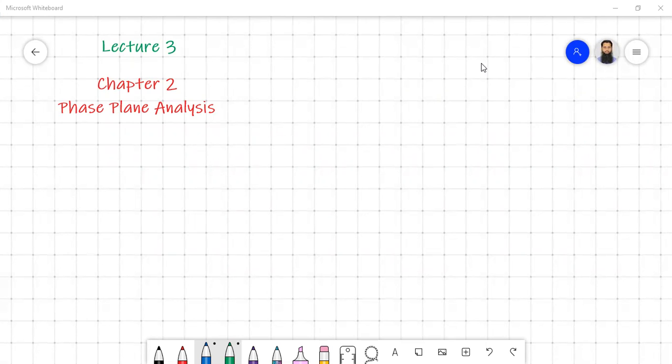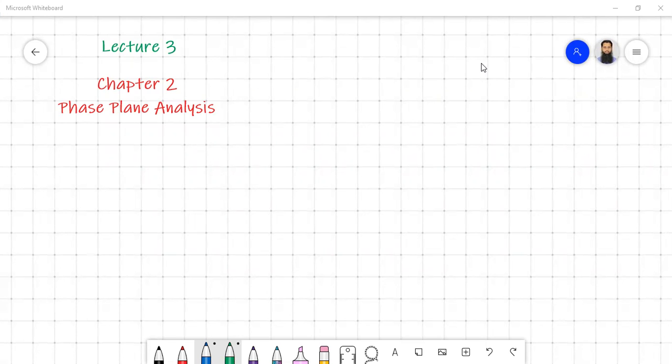We are following the book Applied Nonlinear Control by Slotine and Li. In this book, we are covering chapter 2. So the topic that we are covering is the phase plane analysis.